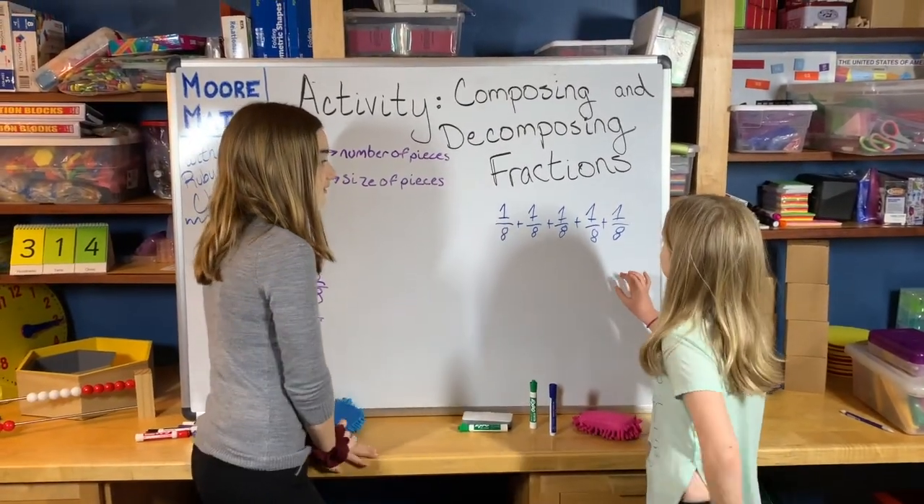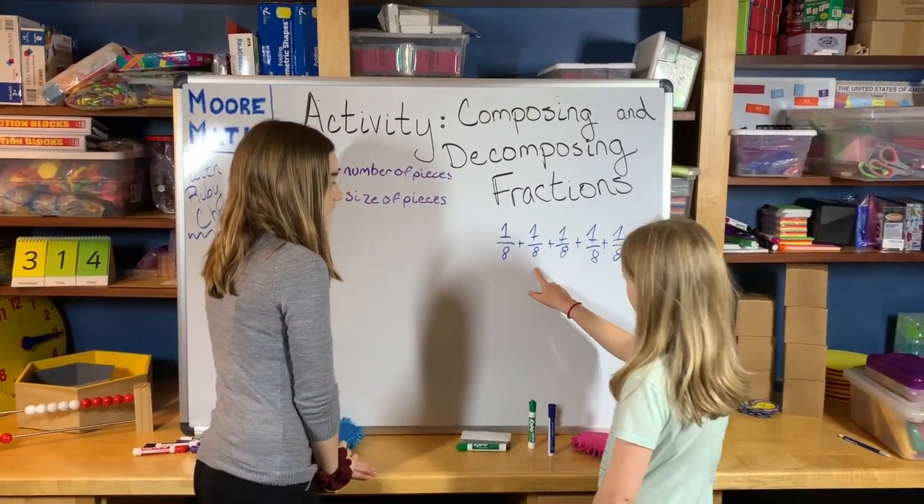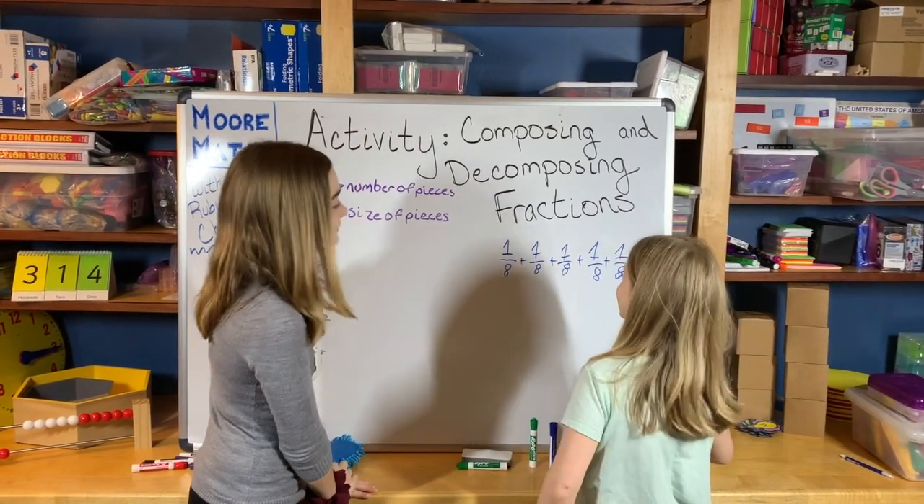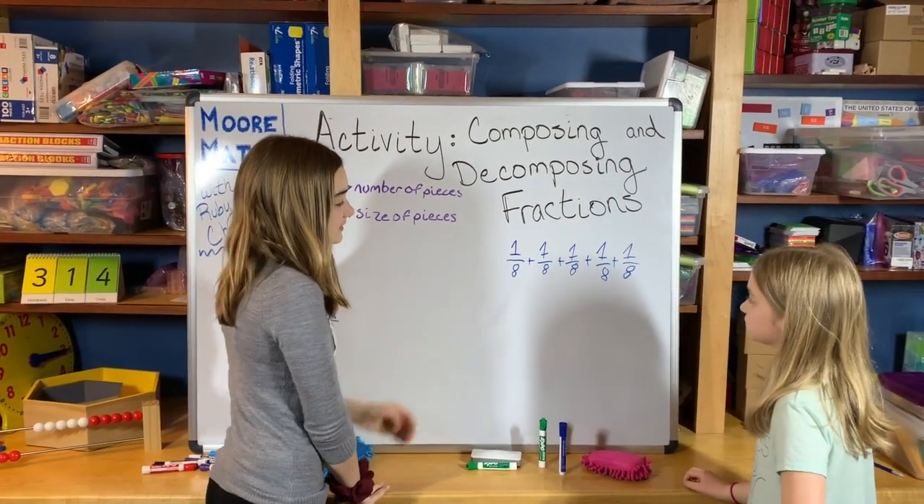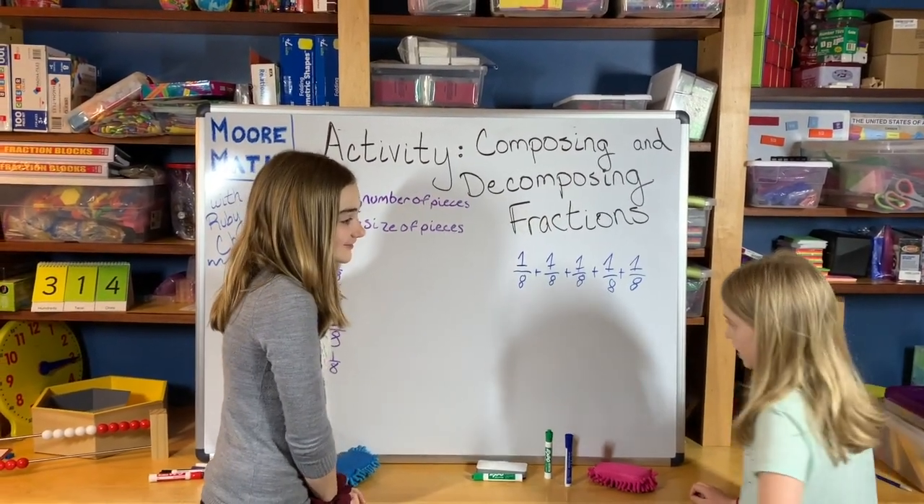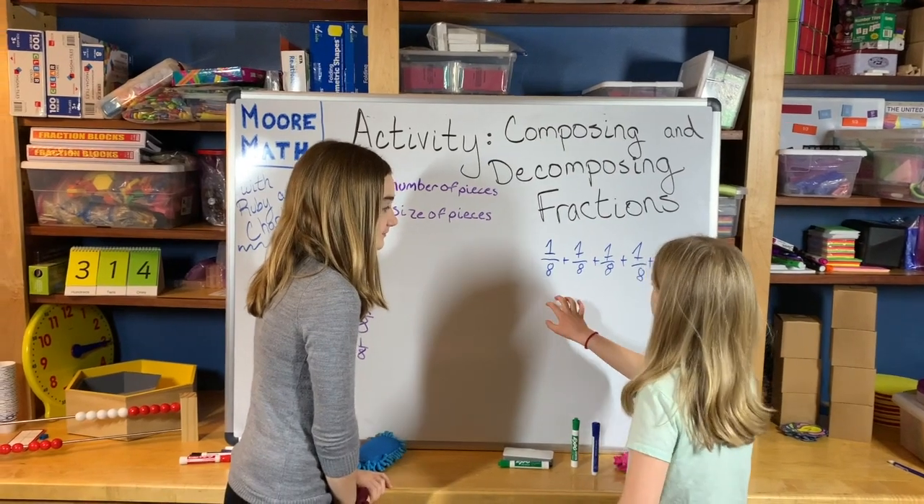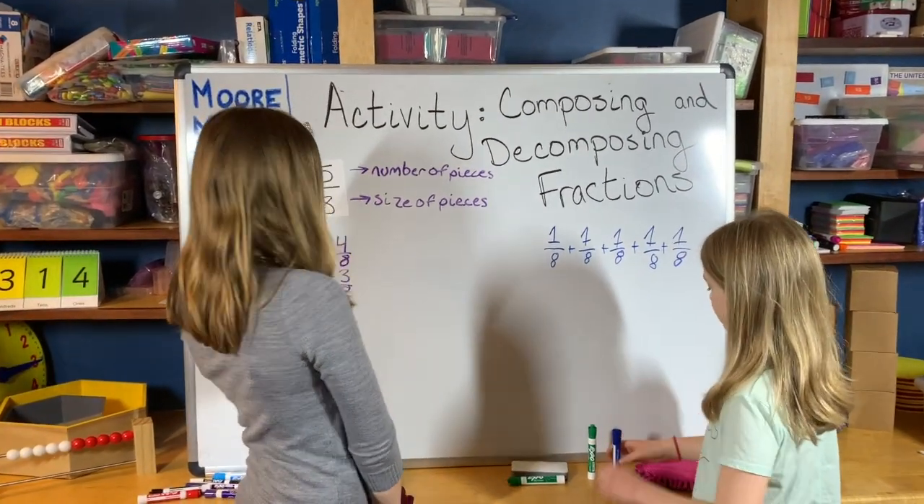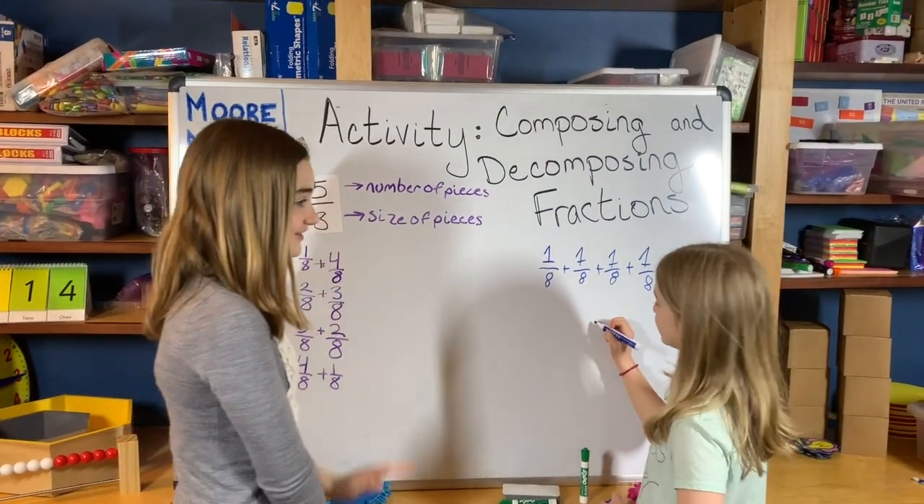Again, repeated addition. 1/8 plus 1/8 plus 1/8 plus 1/8 plus 1/8. So what can we do to this to make it simpler? We can count it, which is 5. We counted 5 1/8 size pieces. Hence the fraction.